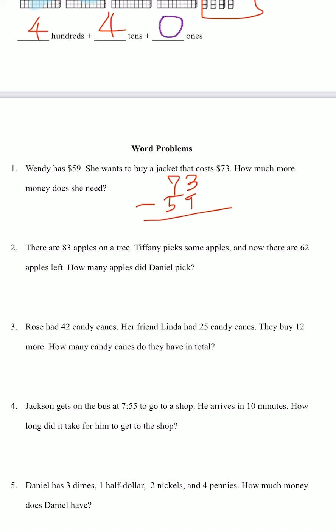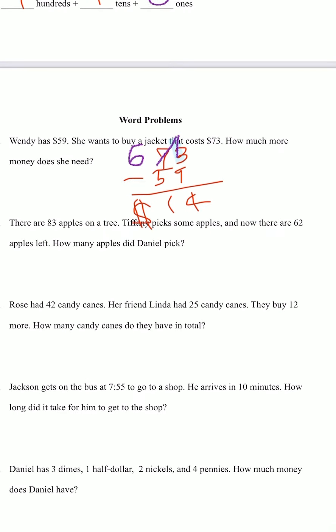So we have to take 1 ten to subtract 9 from 3. So that changes to 6, and we put the 1 here. Just think that it's a 13. 13 minus 9 is going to be 4. And then 6 minus 5 is 1. So she needs 14 more dollars, okay?